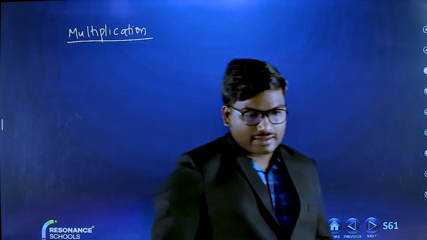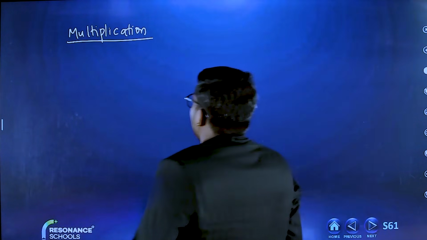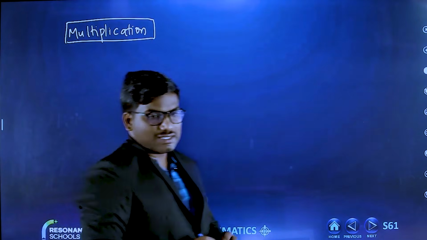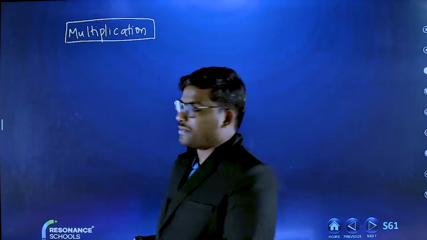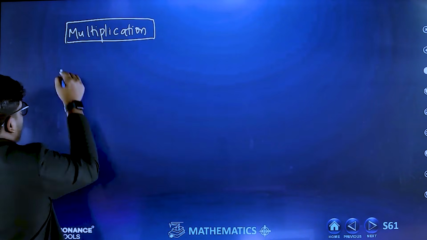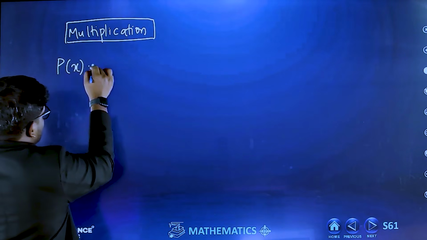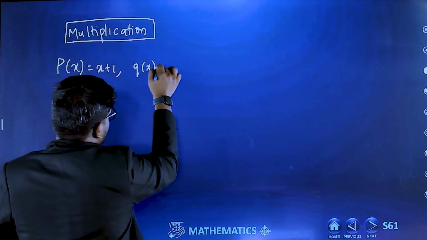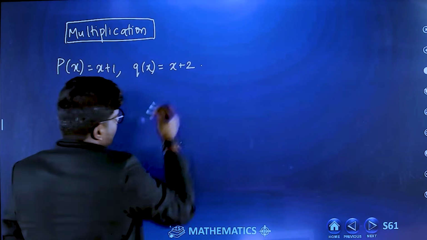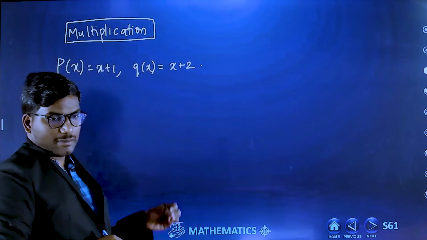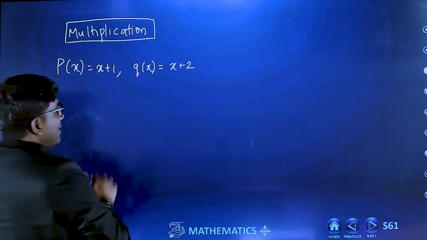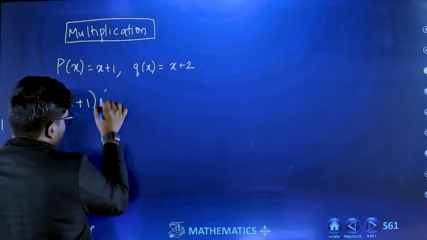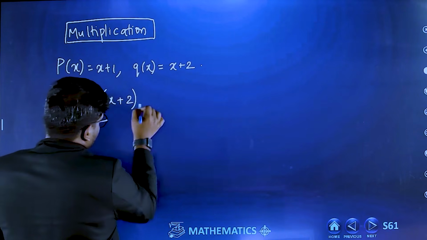We'll start. So, regarding the multiplication of polynomials, there are certain rules and we'll try to understand that with a simple example. We'll try to consider two polynomials. P of x is x plus 1, q of x is x plus 2. We'll now try to understand the multiplication of polynomials by multiplying both of these polynomials. X plus 1 into x plus 2.